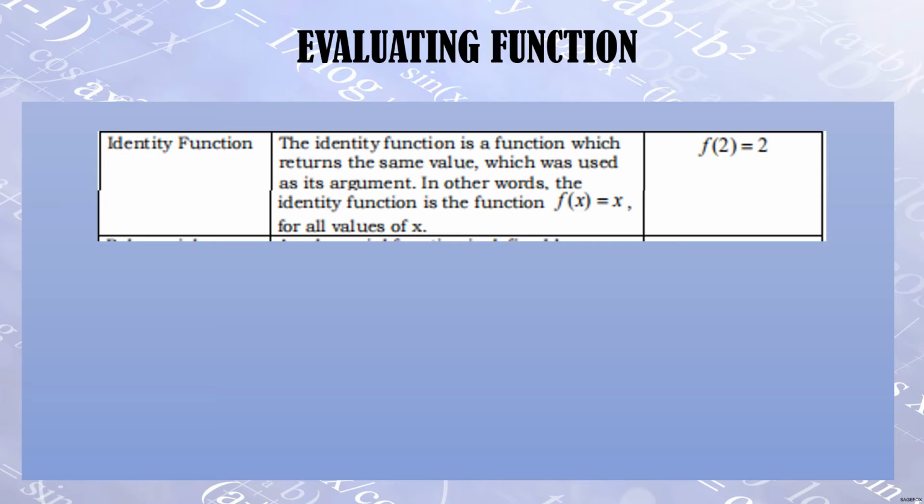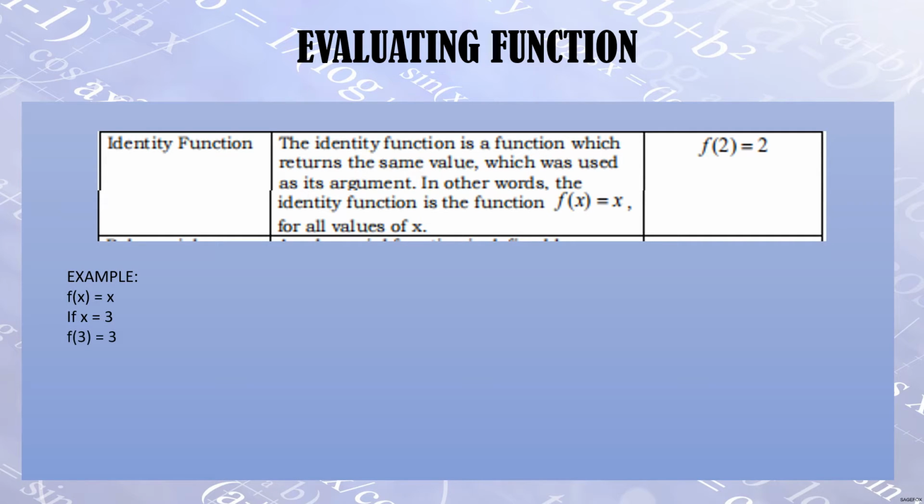Next is the identity function, whose description is f of x equals x. We have only one variable, and only one term on the right side of our function, which is x itself. As you can see on your screen, f of 2 equals 2. The given is, what if x is equal to 2? If we substitute the value of x, which is 2, we have that result: f of 2 equals 2.